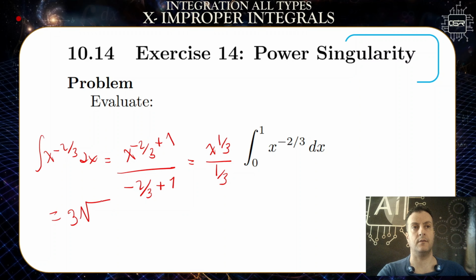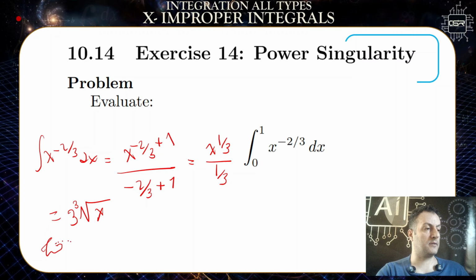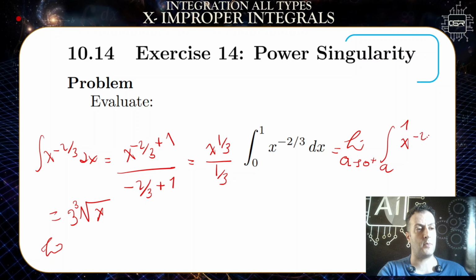This is the third root of x. Now, let's evaluate the limit. This entire integral is equal to the limit as a approaches 0 plus of the integral from a to 1 of x to the power minus 2/3 dx.